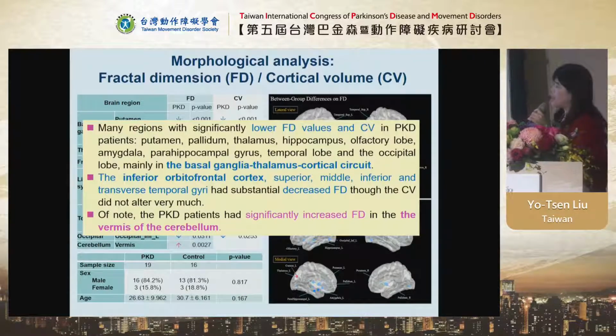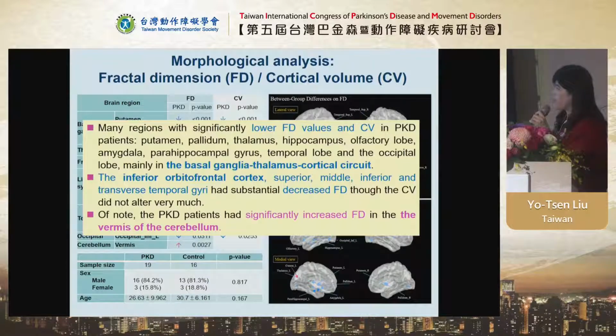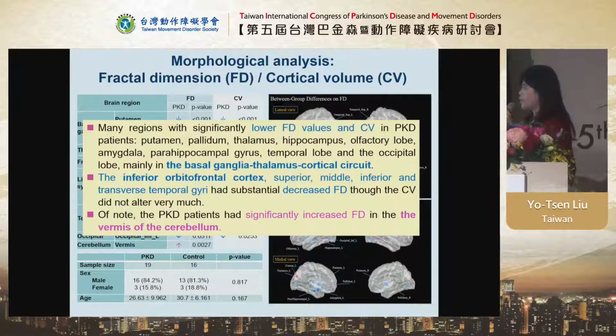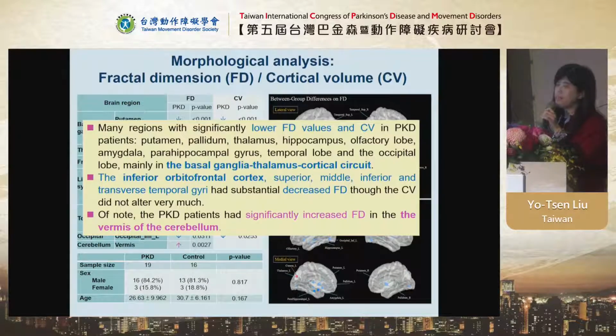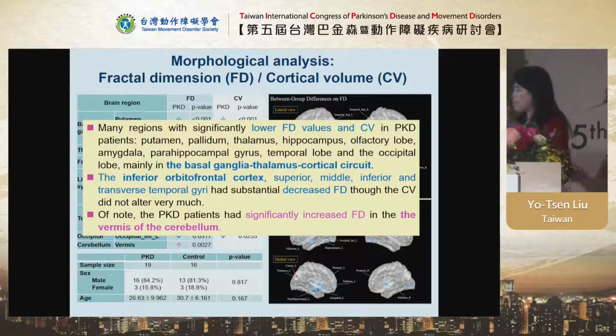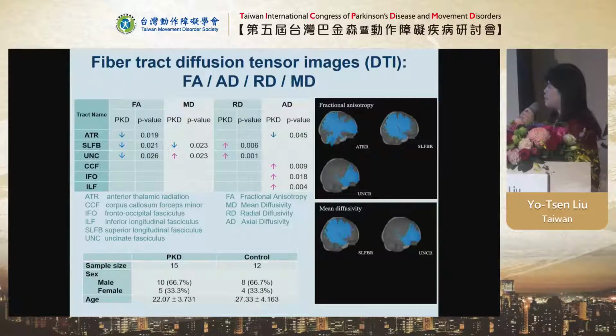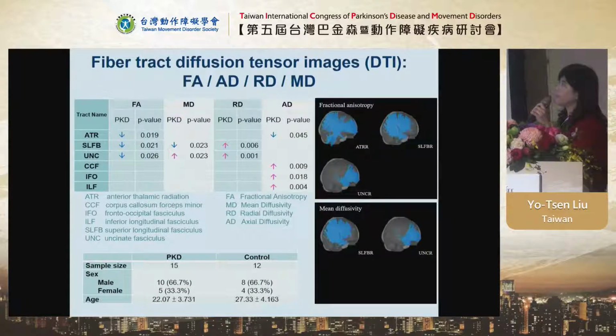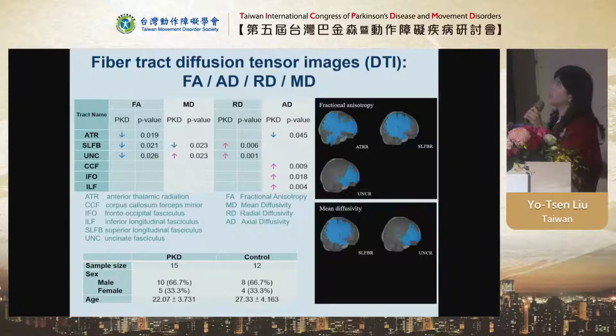Also, in contrast to other regions, we found that the cerebellum has significantly increased fractional dimension. Please keep in mind this finding. We will come back to discuss it later. Then we look at the fiber tract DTI parameters. This is to look at the tracts, also the connections between regions.